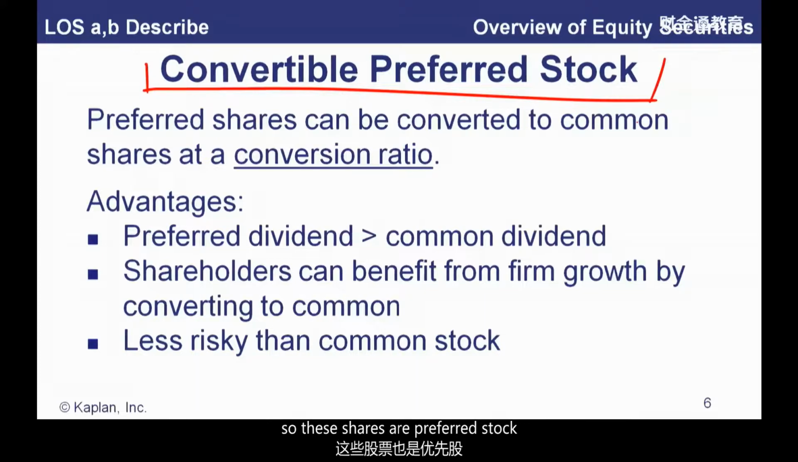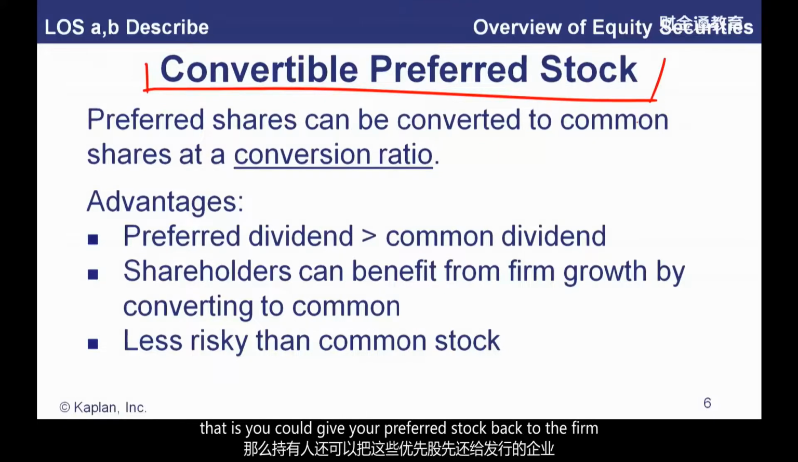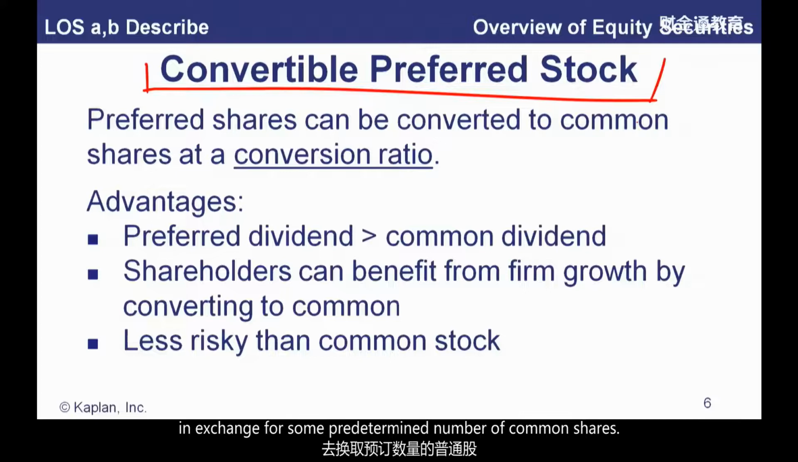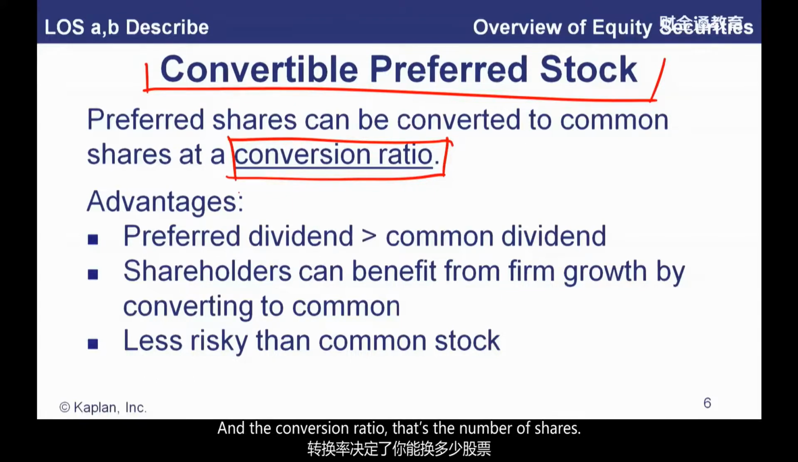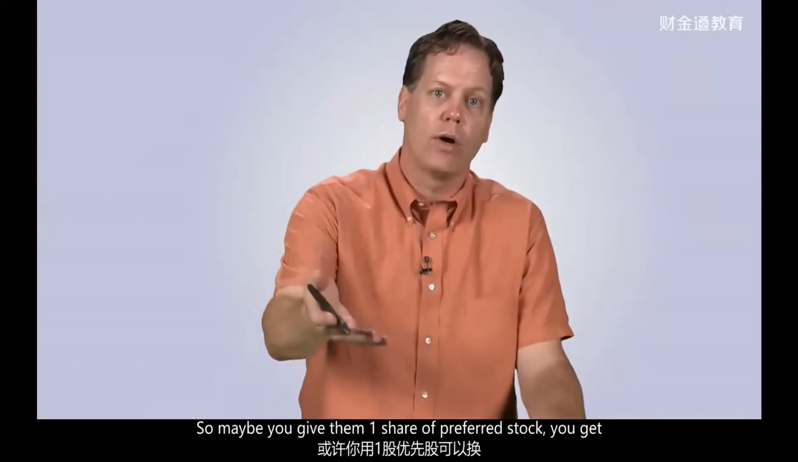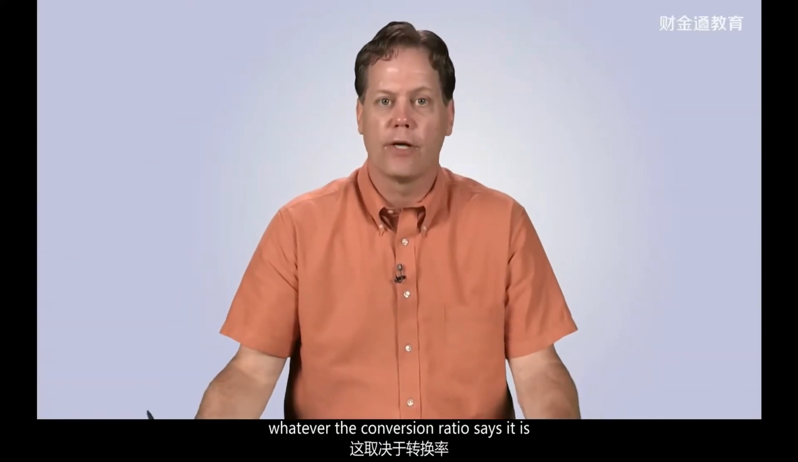So these are shares of preferred stock, which means that they receive this stated dividend, but they also have embedded in this a convertibility option. That is, you can give your preferred stock back to the firm in exchange for some predetermined number of common shares. So you can convert from a preferred stockholder to a common stockholder, and the conversion ratio is the number of shares. So maybe you give them 1 share of preferred stock and you get a half a share of common stock, or 2 shares of common stock, or whatever the conversion ratio says it is.